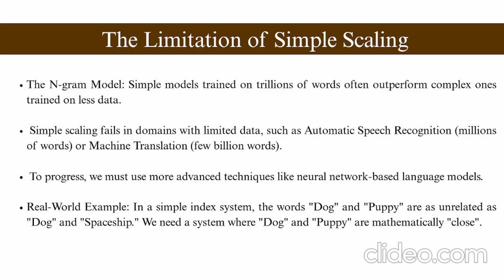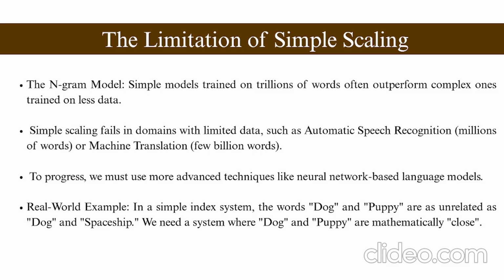While we have trillions of words available for general web text, many specialized domains suffer from a lack of data. For example, in automatic speech recognition, we might only have millions of words of transcribed audio. In machine translation, we might only have a few billion words for specific language pairs. In these scenarios, simple scaling fails. To make progress in these data constrained fields, we cannot rely on brute force. We must use more advanced techniques like neural network based language models.